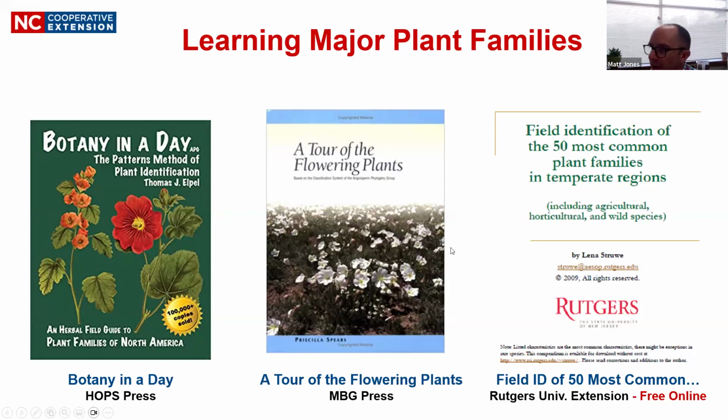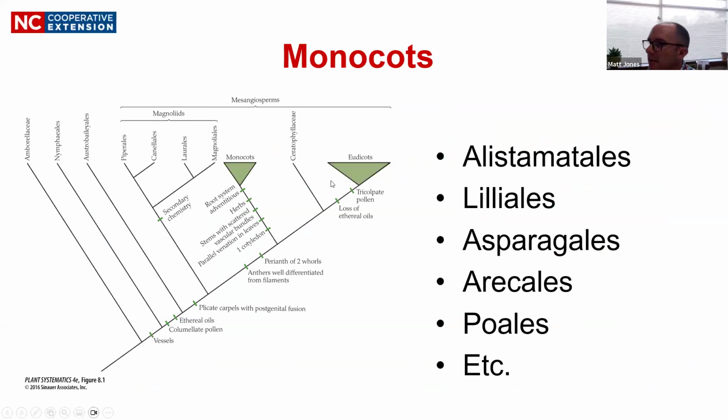But there are some good resources for learning how to identify plant families. The easiest one is probably Botany in a Day. This is a pretty good one too, but Botany in a Day is more updated than this one. Great illustrations, and lots of tips for identifying different families. There is a free publication from Rutgers, our sister land-grant university in New Jersey. If you just search this title, you can find a free online PDF with the 50 most common plant families in temperate regions. Okay, on to the monocots. Lots of orders here. We'll look at a few.